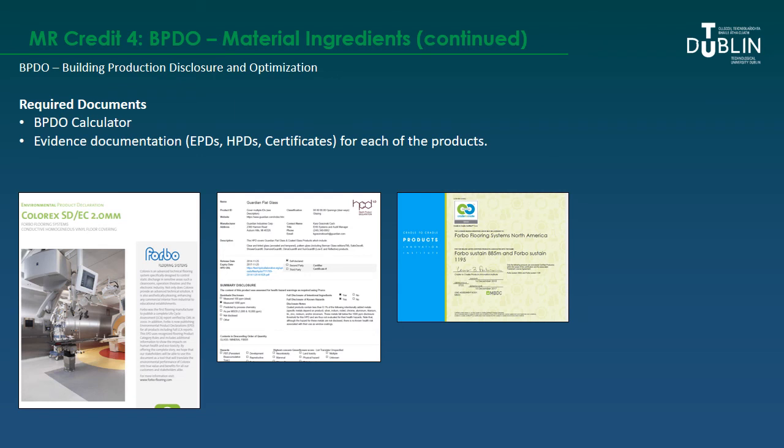So part of this is obviously evidencing it and showing that you are using the amount of products that's required to gain the points, for example. So you need to gather a lot of evidence and documents, and you can either use a BPDO calculator to do that, or you collect the documentation, you collect the environmental product declarations or similar for each of the products that meet the specific requirements under each of the particular credit categories under BPDO.